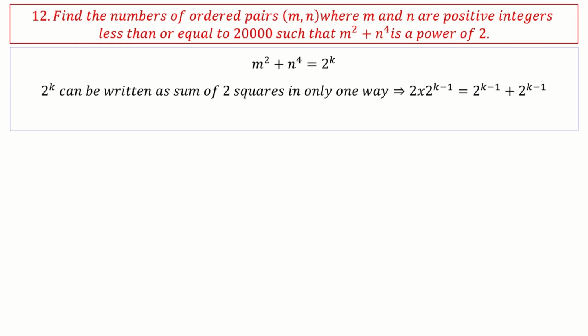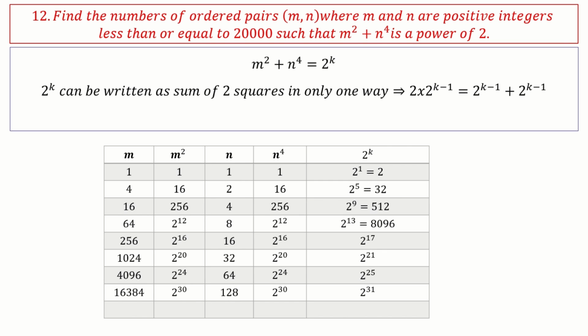So now you just make a table. It's a counting problem, a simple counting method. You take your m, you take the m square value of it, you take the n to the power of 4 value of it, then what is the 2 to the power of k? So for m equal to 1, m square is 1, n equal to 1, n to the power of 4 also 1, so the sum m square plus n to the power of 4 is 2, which is 2 to the power of 1.